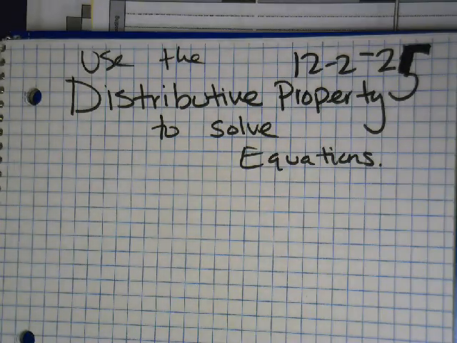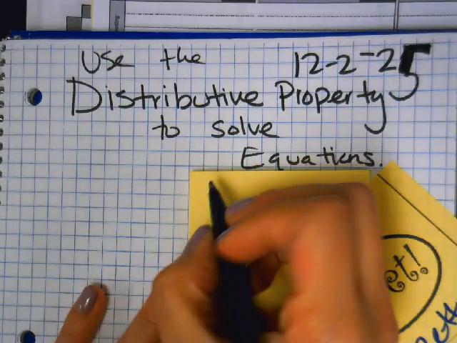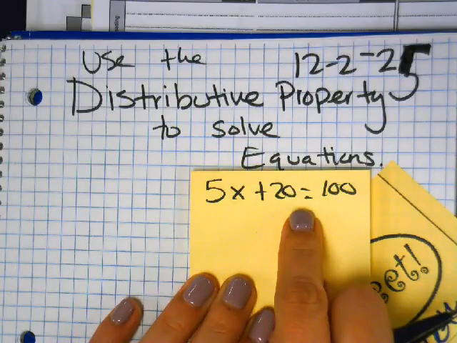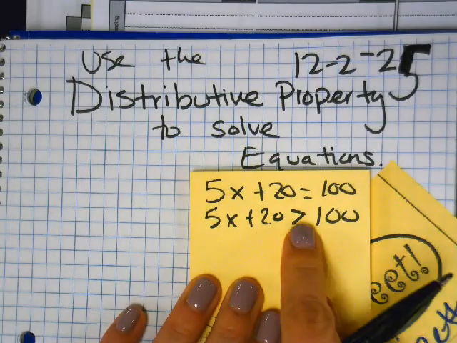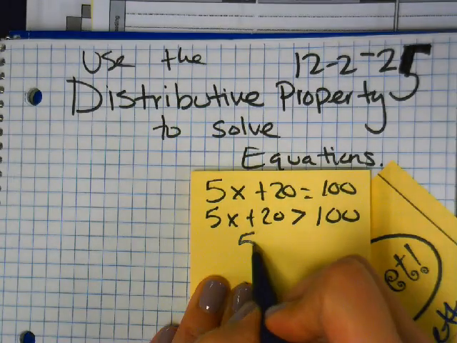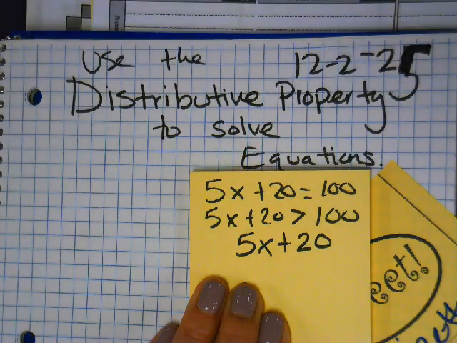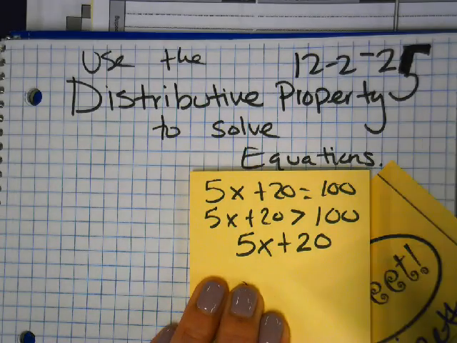Does anybody know what you call a problem that has no equal sign and no inequality? For example, if it says 5x plus 20 equals 100, that's called an equation. 5x plus 20 is greater than 100, that's called an inequality. What do you call it when you just have that? Sign. Starts with an E. Equation would be this one.